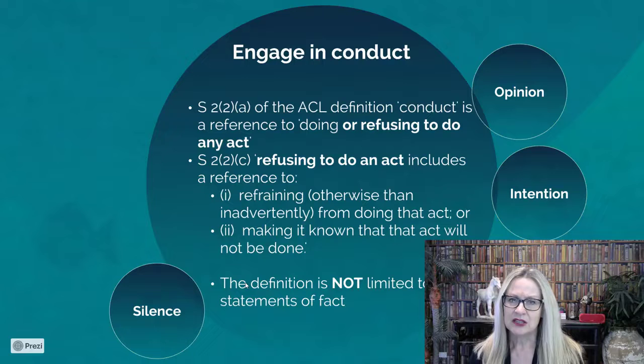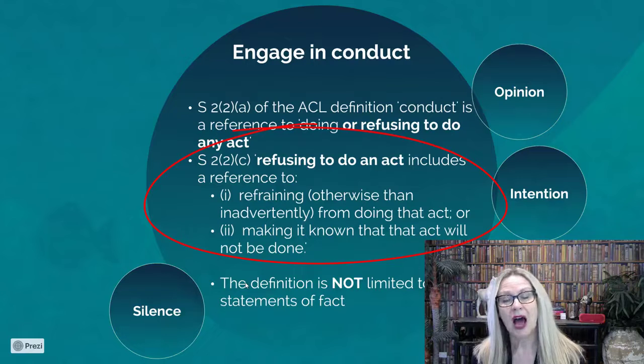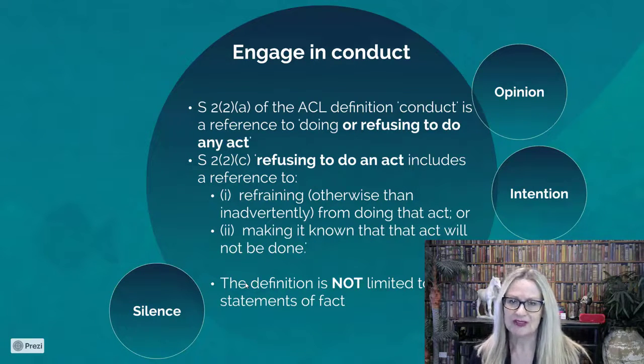Immediately you can see Section 2, Sub 2, Sub C goes to the heart of actions that turn on silence. So refusing to do an act includes a reference to refraining otherwise than inadvertently from doing an act, okay? So if you deliberately refrain from doing something, that is speaking up, then that conduct will be squarely within the realms of Section 2, Sub 2, and that conduct may well fall within Section 18. So that's the first thing to note.